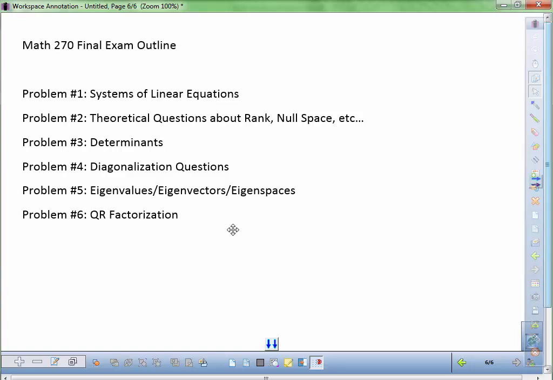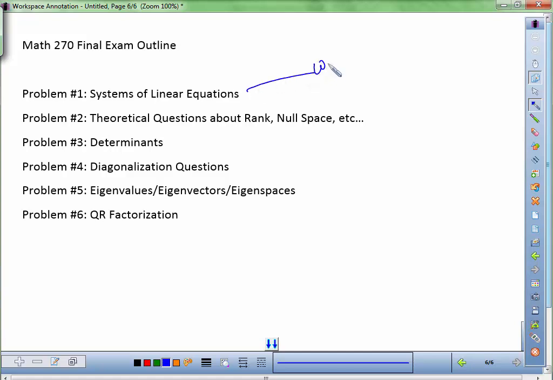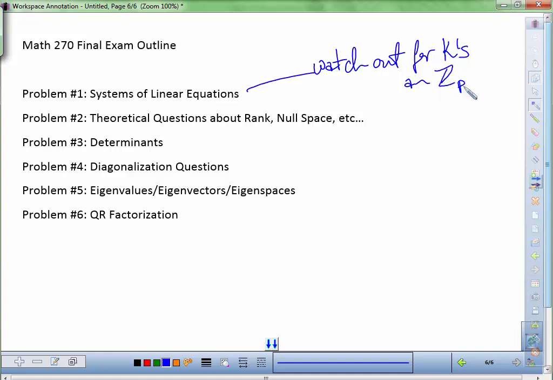Is there any special way of solving this? There might be a k in there somewhere. There might also be a finite field in there somewhere. So watch out for k's and finite field. And p stands for prime number. P is prime.